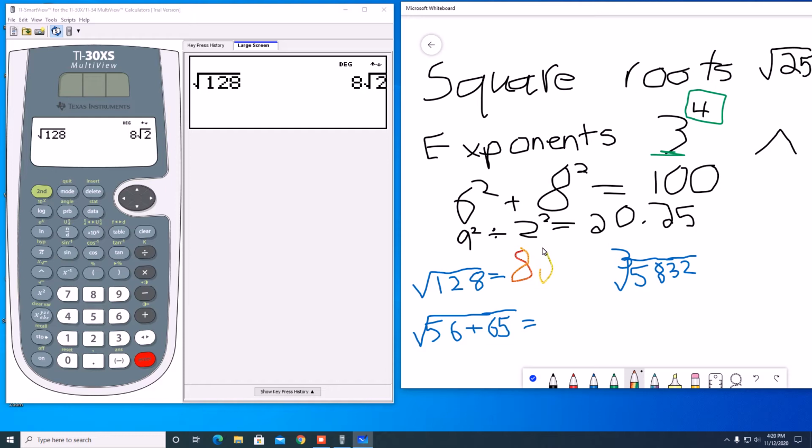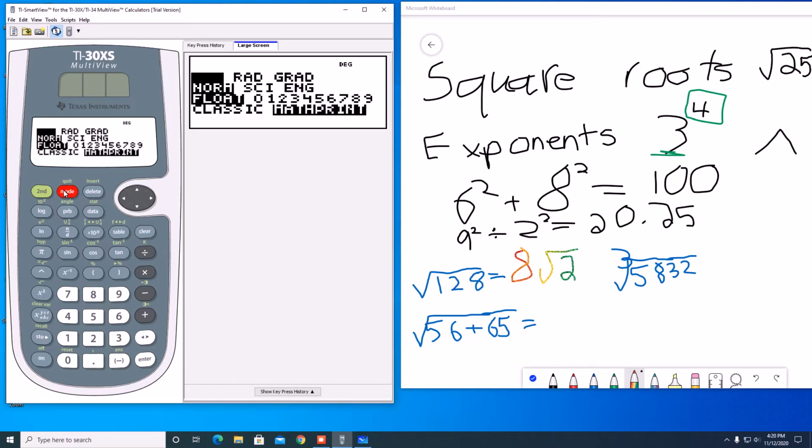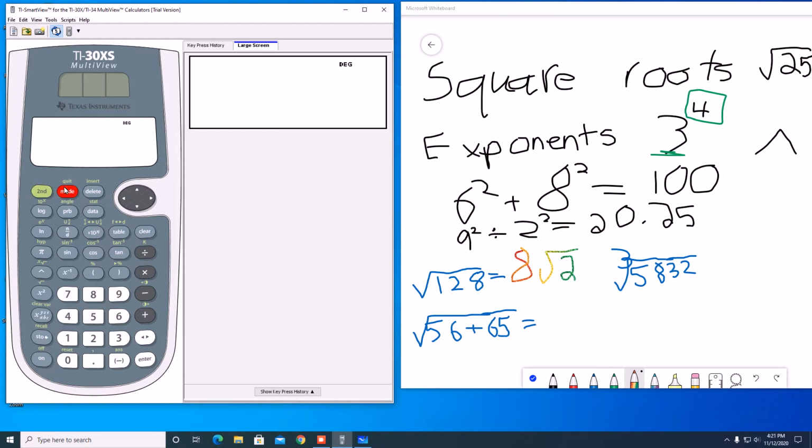a decimal. So anytime we get this, that tells me that I need to change the mode of my calculator. So what I'm going to do, I'm going to hit clear and then hit this button that says mode. And see here it is highlighted math print. But what I want highlighted is the word classic. So I'm going to scroll down until it's flashing and hit enter. And then I'm going to hit second and mode to quit.